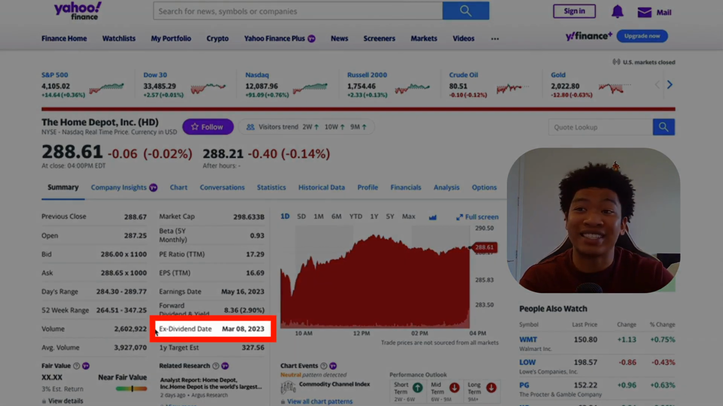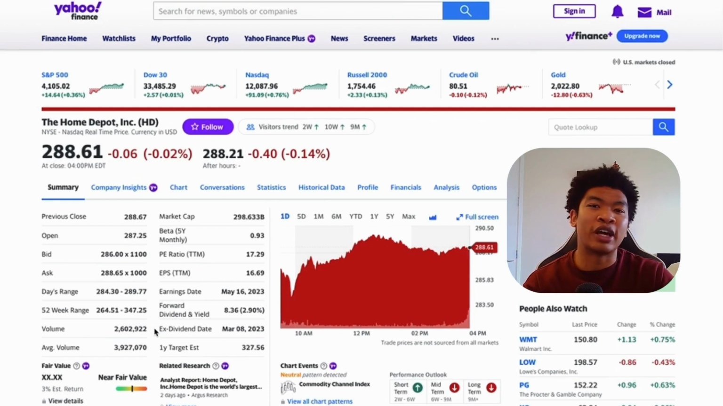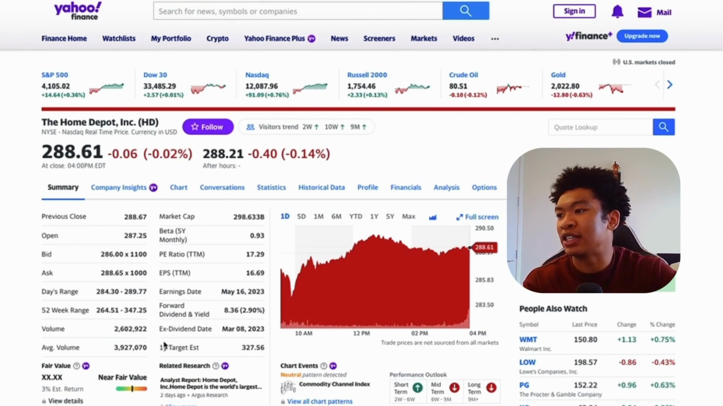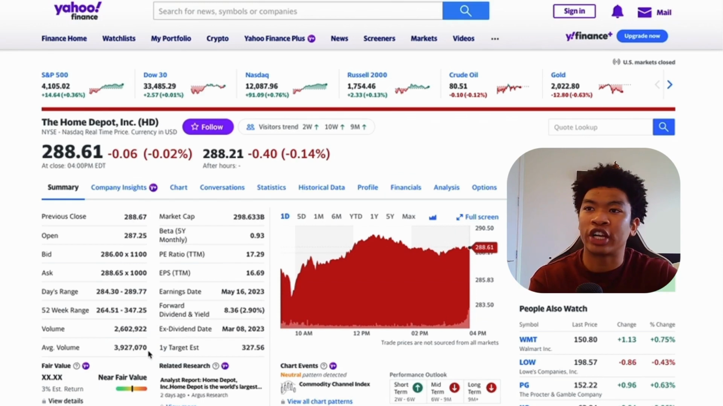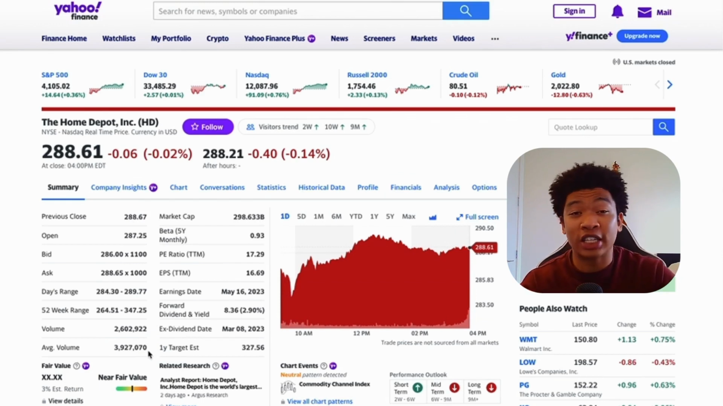Next up, we have the ex-dividend date, and you should just think of this as the date you need to own the company's stock by in order to be eligible for the company's next dividend payout, which usually happens quarterly with some exceptions.